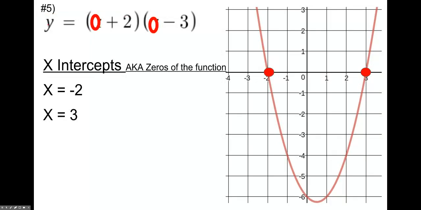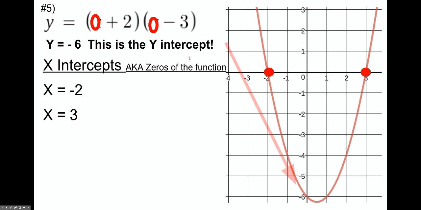And now I'm going to solve for y. So what's +2 times -3? Okay, that's what these parentheses mean. You have to multiply these two. So 0 plus 2 is 2, and 0 minus 3 is -3. 2 times 3 is 6. A positive times a negative is a negative. So y equals -6. This is your y-intercept.